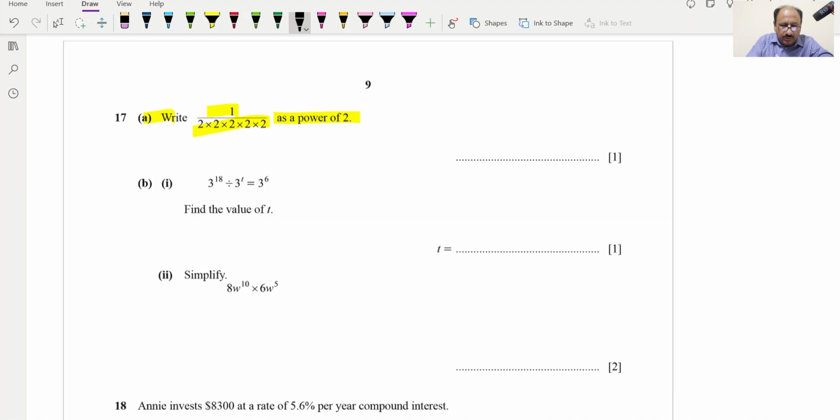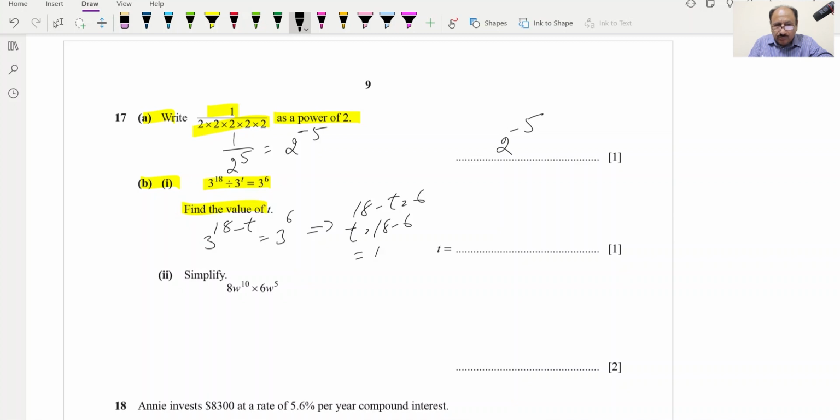Now question number 17: write this one as a power of 2. We can rewrite it as 1 over 2 raised to 5, which we can write as 2 raised to minus 5. So our answer will be this one. Then part B part 1: we have to find the value of t. So we can write 3 raised to the power 18 minus t equals 3 raised to power 6, and this implies 18 minus t equals 6. So t equals 18 minus 6, which is 12. So our answer will be 12.